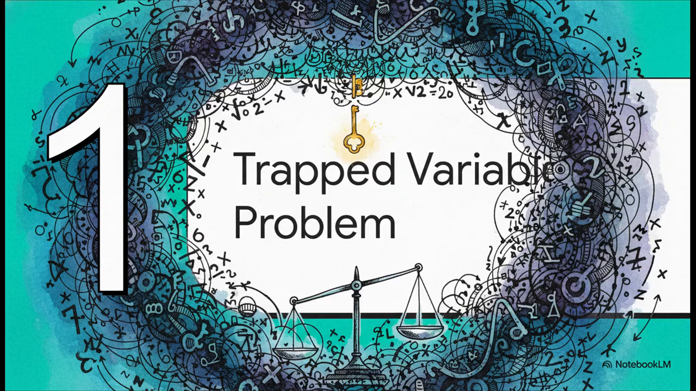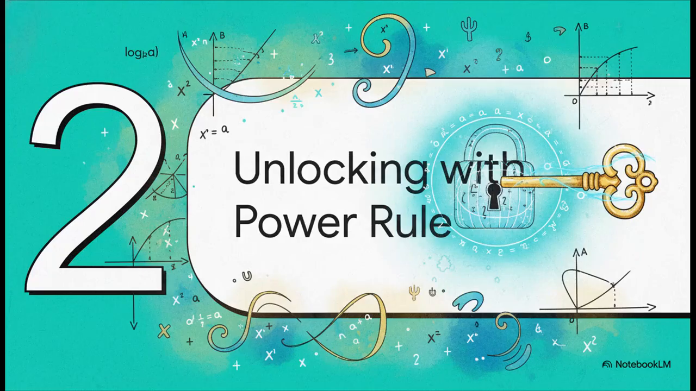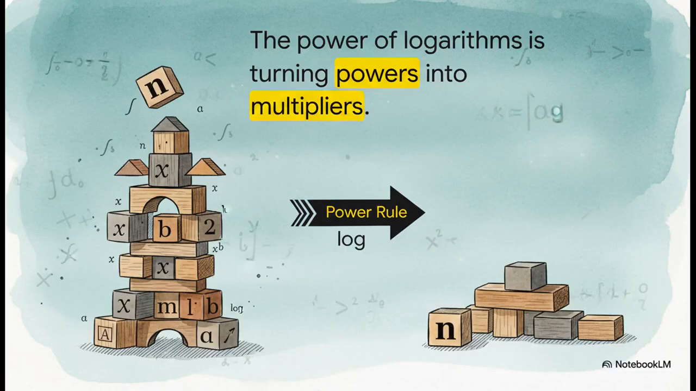But lucky for us, we have a key. And that key is the Power Rule of Logarithms. Seriously, think of it as the hero of our story. It's this special tool designed for exactly this kind of situation. It's what's going to let us finally free that trapped variable. So what's the secret? What does this rule actually do?